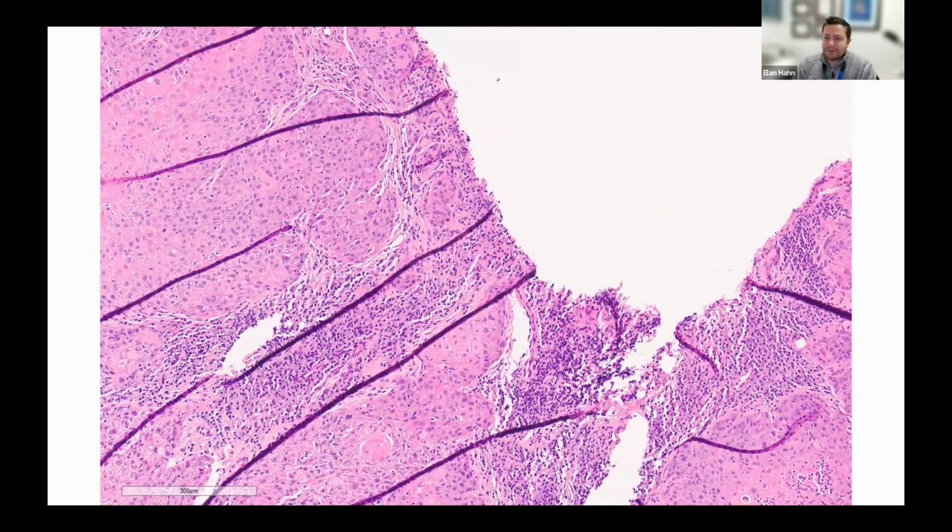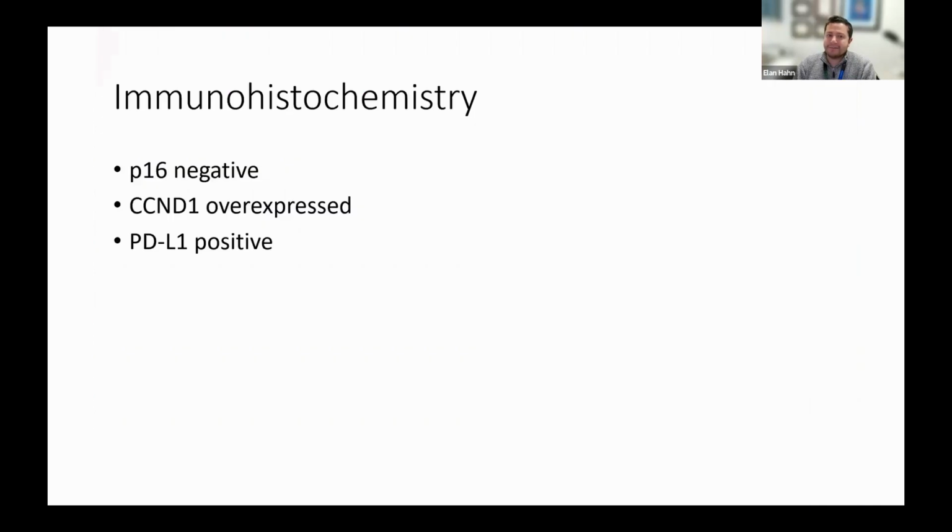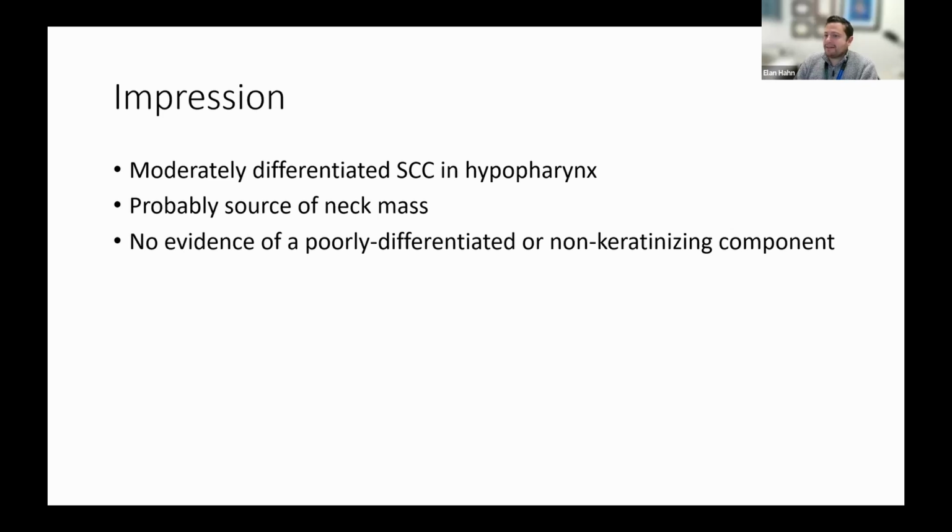Again, keratin pearls throughout, and it's nicely sampled, and it looks all moderately differentiated and keratinizing. By immunohistochemistry, it's P16 negative. Cyclin D1 is overexpressed, and it's PD-L1 positive. So the impression that we have here is a moderately differentiated squamous cell carcinoma in the hypopharynx, probably the source of the neck mass. But again, we don't have evidence of a poorly differentiated or non-keratinizing component in the primary tumor.